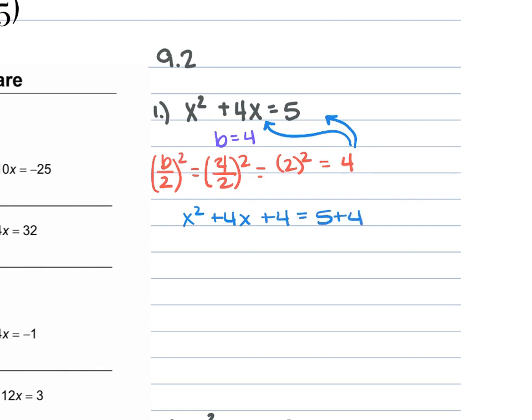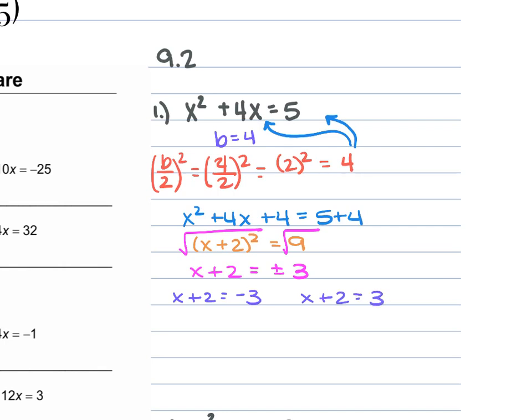We are going to factor the left side and add the right side. So this is going to be x plus 2 squared is equal to 9. Then take the square root of both sides. So x plus 2 is equal to plus or minus 3. I'm going to separate this into two equations, so I have x plus 2 is equal to negative 3, as well as x plus 2 is equal to positive 3, and solve for x for each. By doing this, I'm just going to subtract 2 from each side, and we get x is equal to negative 5, and x is equal to 1.